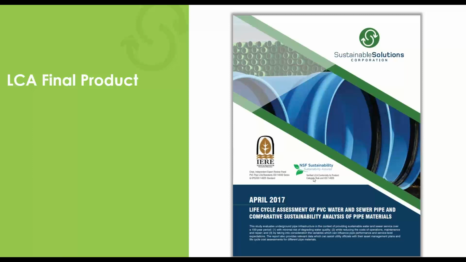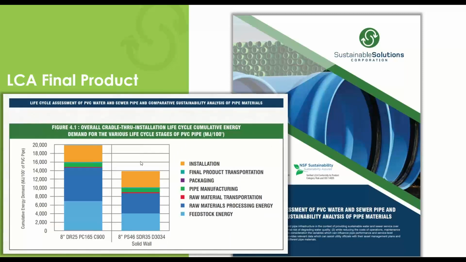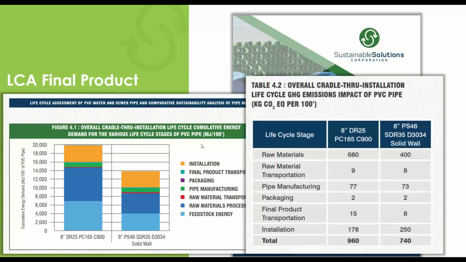So some things you might see in an LCA would be information about all the life cycle stages. This is showing basically the embodied energy or cumulative energy demand across the life cycle. Notice we have installation, we have raw materials transport, we have manufacturing listed here. And this is measured in megajoules per 100 feet of pipe. Our functional unit here is 100 feet of pipe.